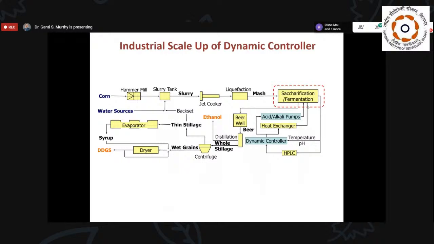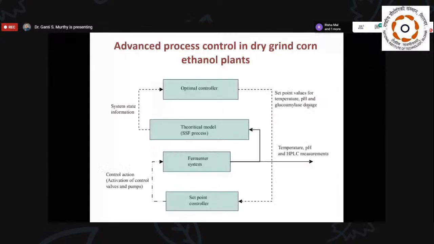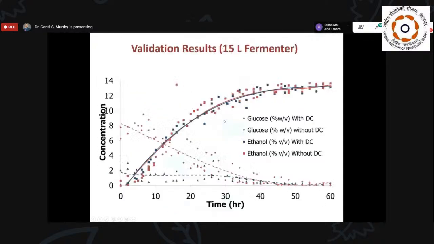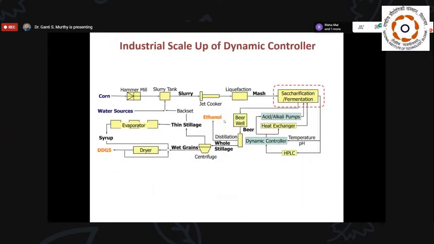In a 17 million gallon per year ethanol plant, they had three fermenters, each of them about 1.2 million liters. So we took control of one of those fermenters, about 1.2 million liters, and then we implemented this control. All we did in this control algorithm was, remember that parameter K in step 5, that is the only thing that we changed. The rest of the stuff remained the same, and we implemented this there using the same temperature control, pH control, and the enzyme control.